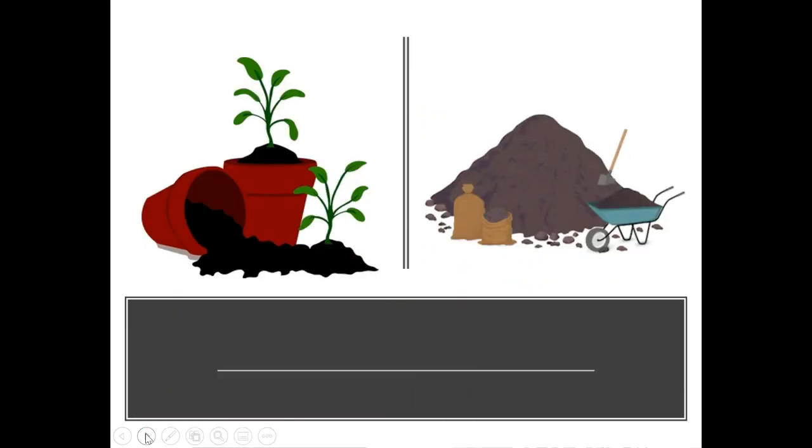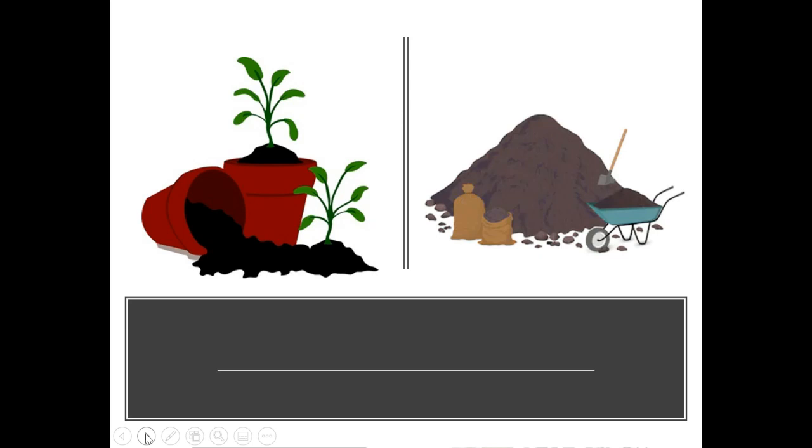Next group of pictures, what do you notice or see? I notice or I see. Well, in the first picture, I notice some clay pots with some dirt or soil spilling out of them. And there are some plants growing out of the soil or the dirt. In the next picture, I notice a big pile of dirt or soil, probably used to help plants grow.